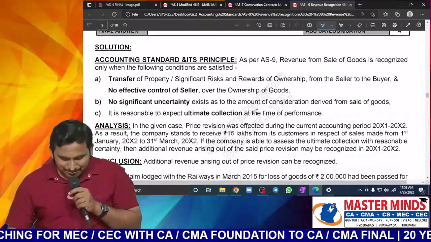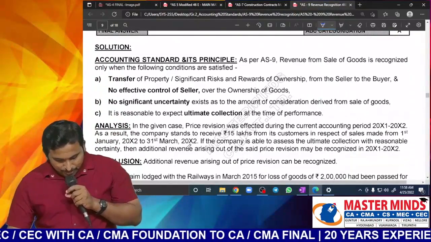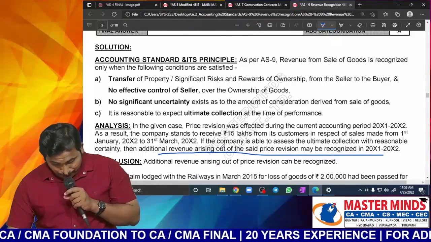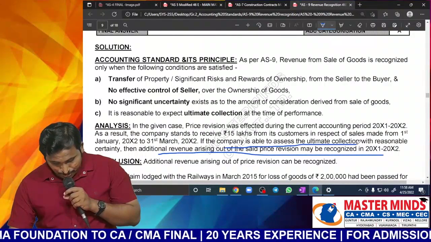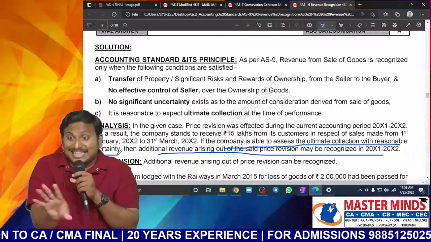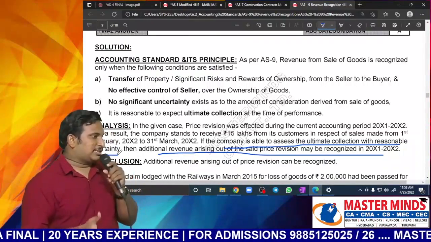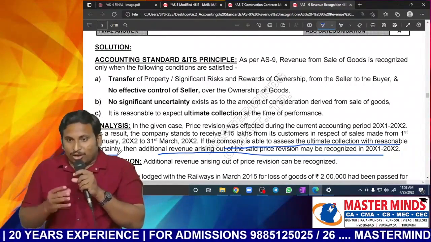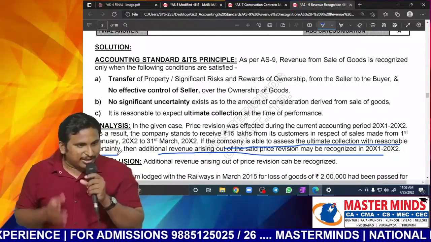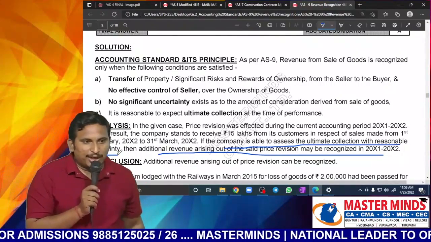In the exam, in the ICAI solution, what they have done is, they have said additional revenue can be recognized if the company is able to assess the ultimate collection with reasonable certainty. They have given that conditionally. If you are able to say collection is certain, recognize. Otherwise, don't recognize. The logic for this is, depending on the types of customers only, we can decide whether collection is certain or uncertain. I hope everybody has understood.